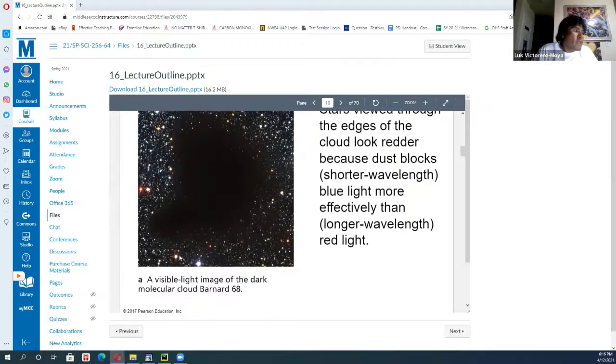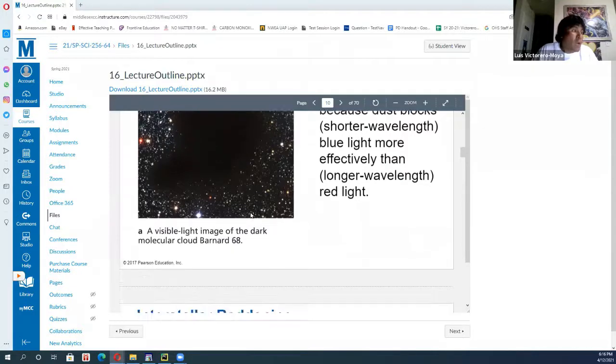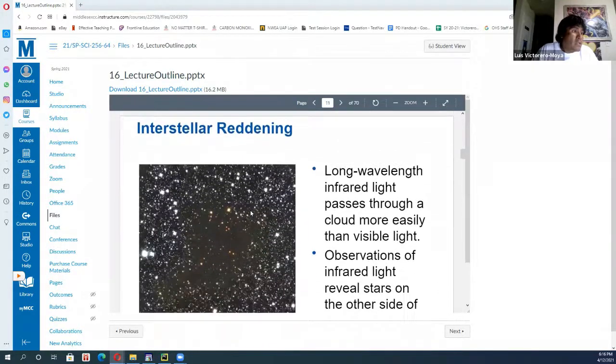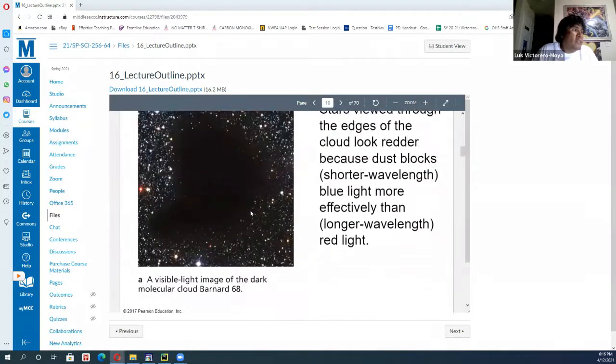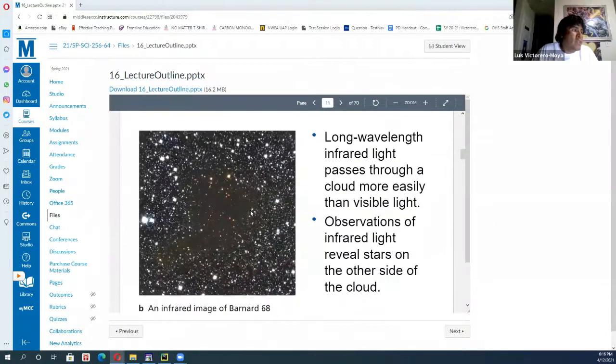All right, so that's a visible image of a dark molecular cloud there. So yeah, you can tell there is something there, but you don't know what's inside. You don't know what's happening within the cloud. And we care about that. So when we start using infrared, look at the difference. This is a visible image. This is an infrared image.